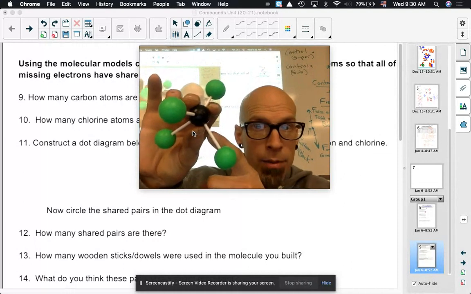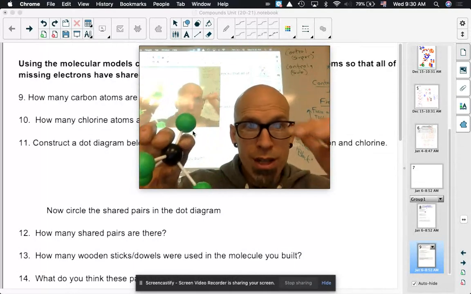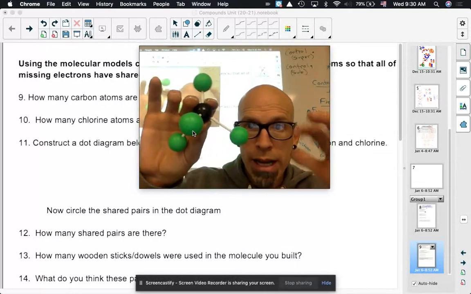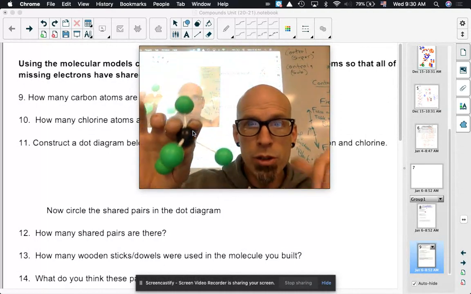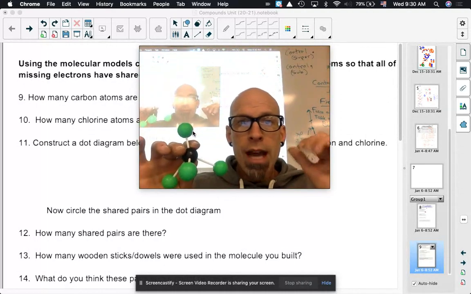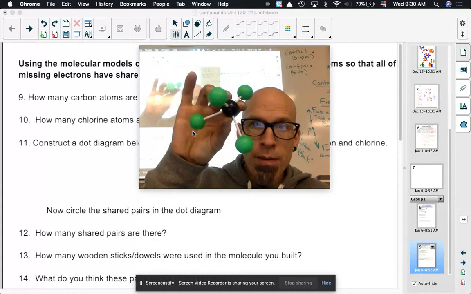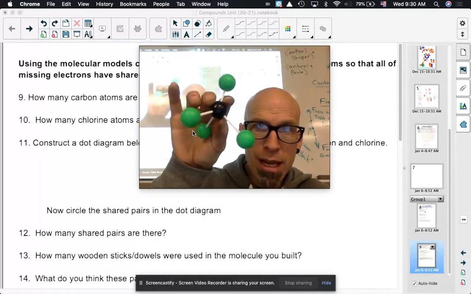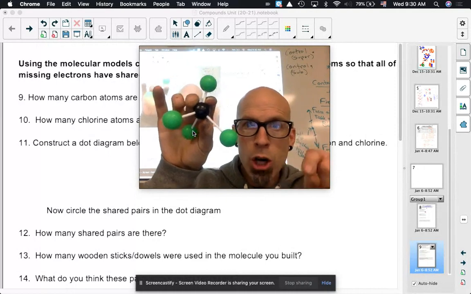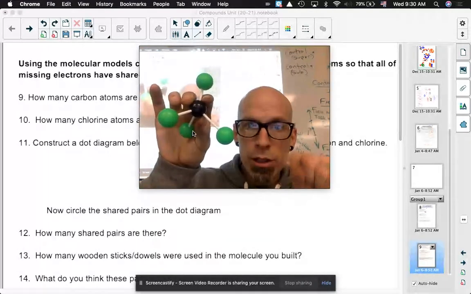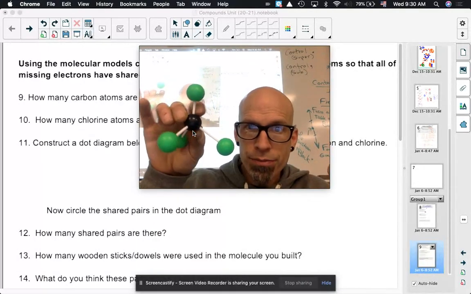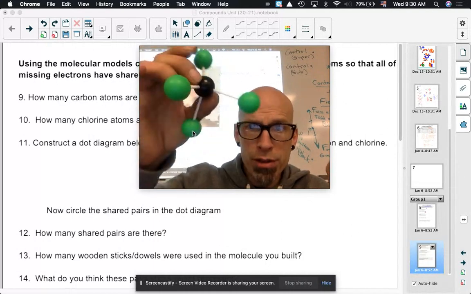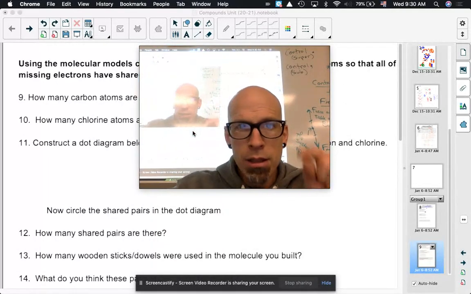And so this here, how many chlorines? And then how many carbons? Again, you're supposed to be answering these questions as you go through. And then you're supposed to sketch a dot diagram that represents this, of how this could possibly be. Okay? So you're going to need to do that. But this is what you would have built had you been in class.